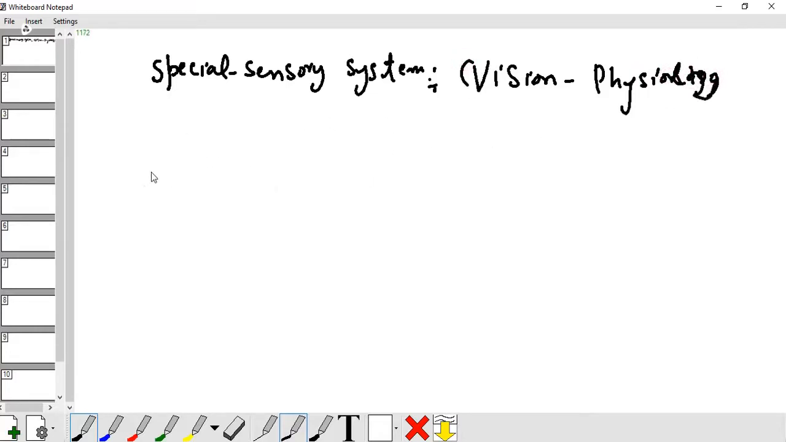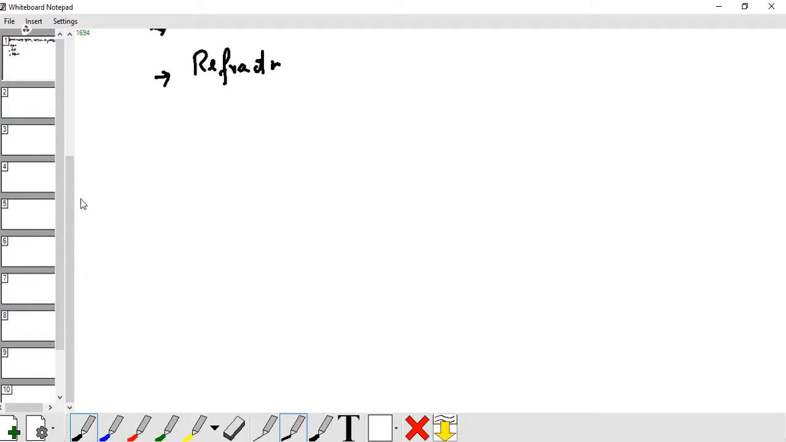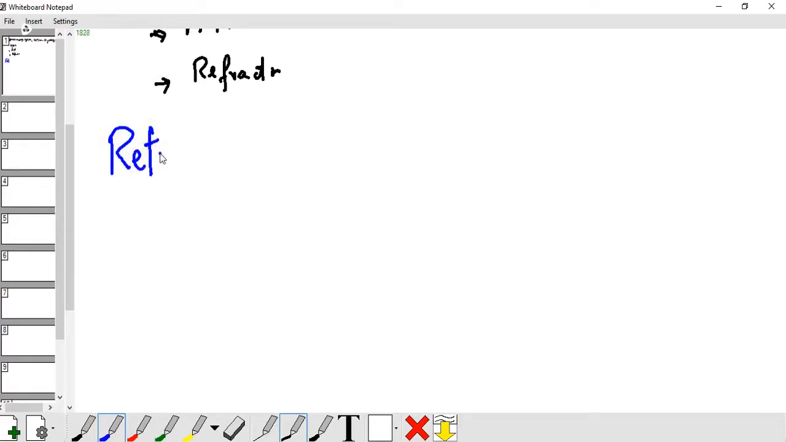In vision physiology, we are already done with the layers of the eyeball. We are also done with how light enters and the main principle of image formation, which is refraction. So in today's video, our main focus will be on the neural pathway. Before we go into the neural pathway, let's first discuss the different parts of the retina.